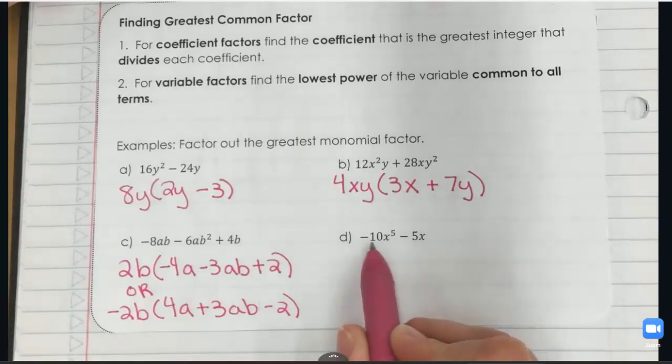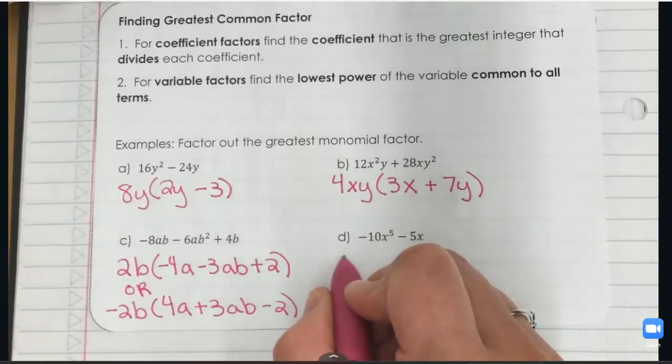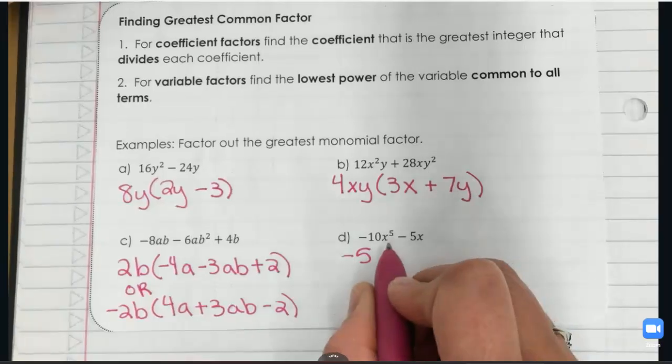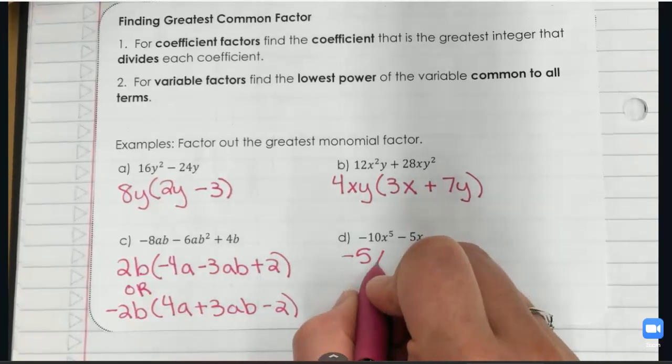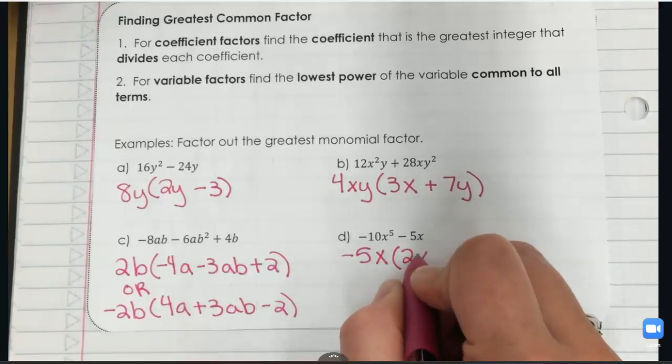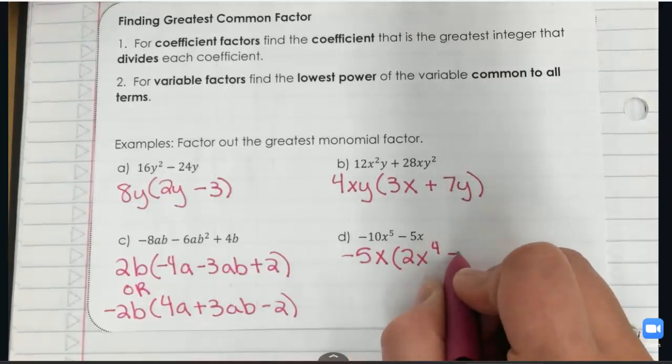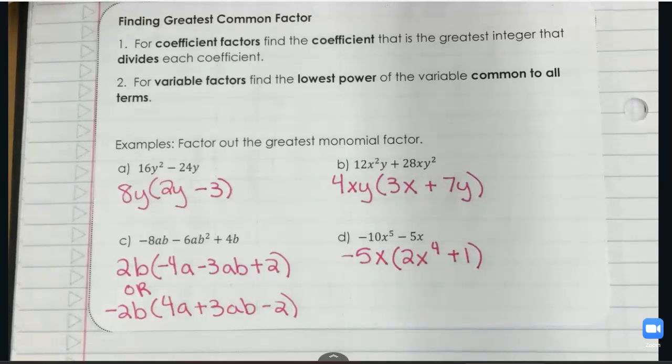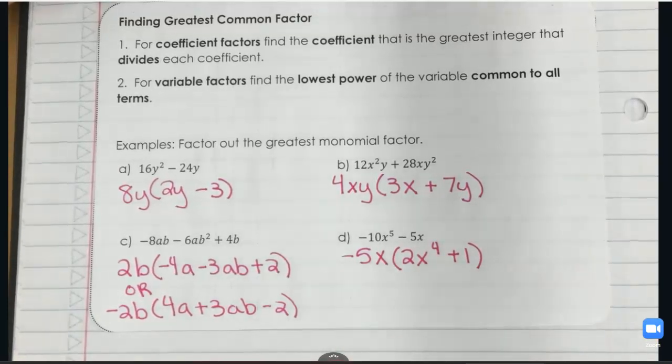Last one on D, between -10 and -5, I can take out a -5, and then I've got x to the 5th and x, which means I can only take out an x to the first power, and that will leave me with 2x to the 4th plus 1. Again, distribute to make sure you have done this correctly.